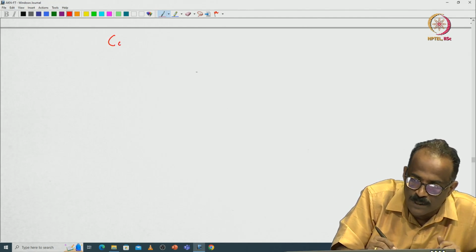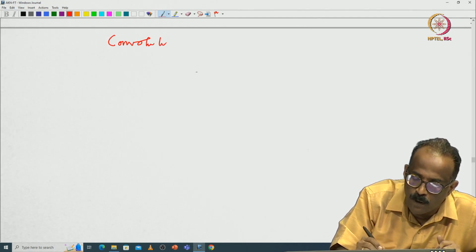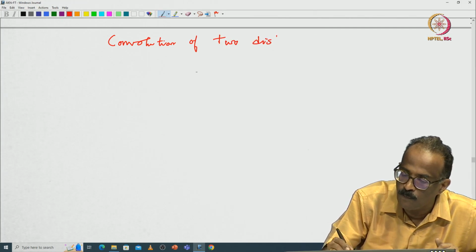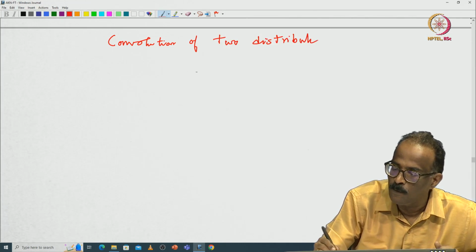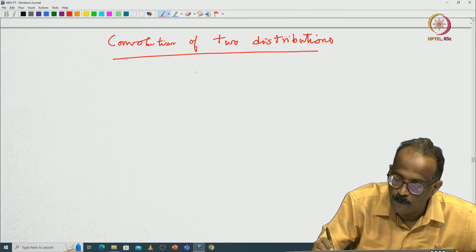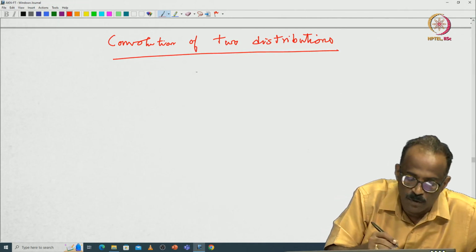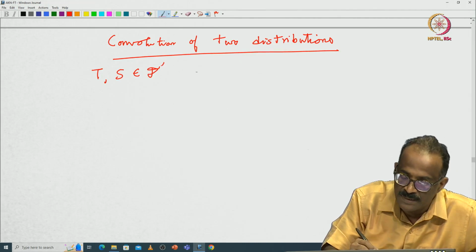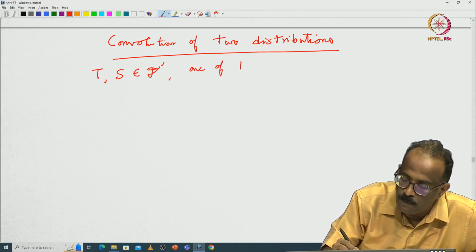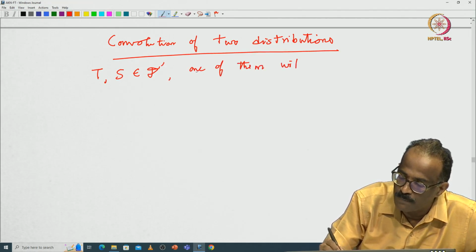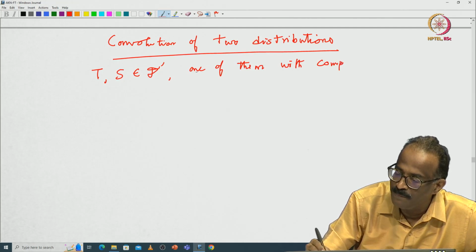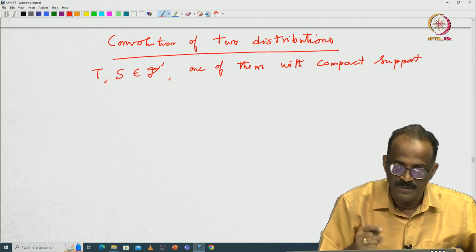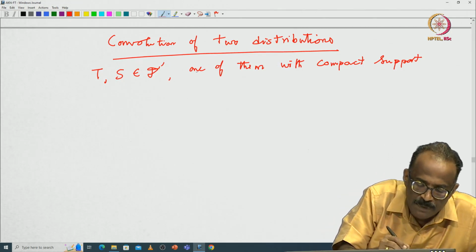Now we will do the convolution of two distributions. Of course, the minimum condition we assume is that one of them has compact support. We will again proceed by motivation via functions. You need to get a formula, and you use the same philosophy. In the previous case, maybe I forgot to tell you a proposition.